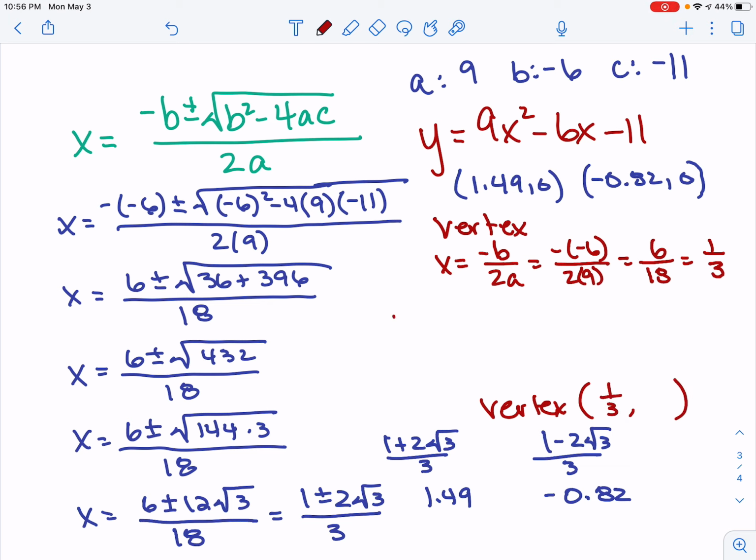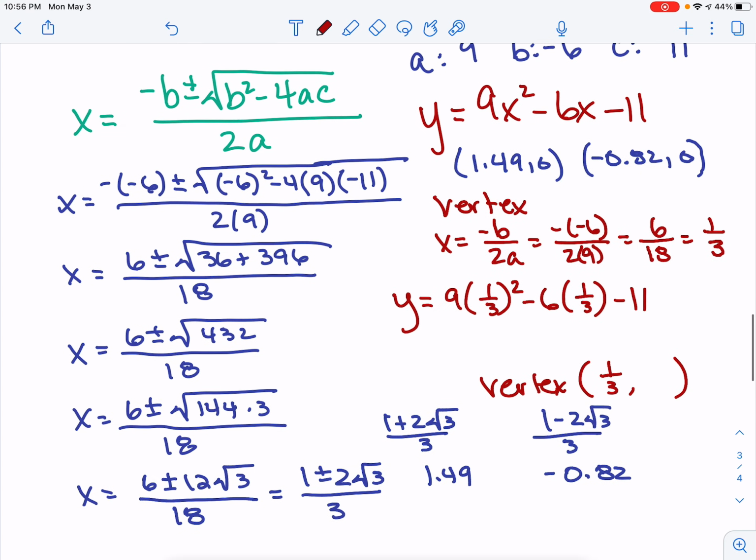So let's plug that 1/3 back into my equation here. So 9 times 1/3 squared minus 6 times 1/3 minus 11. So let's see. 1/3 squared is 1/9, and 9 times 1/9 is going to give me 1. And then 6 times 1/3 is 2, so -2 minus 11. And if I simplify, that's going to give me -12. So the y value to my vertex is -12.